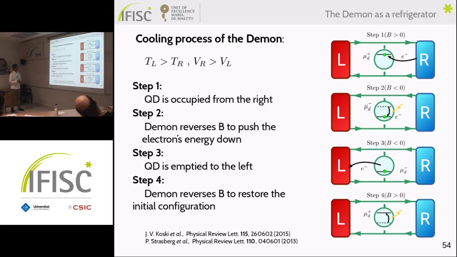Unfortunately, in this case, the daemon does not work unless we have an applied voltage bias, because otherwise there is no difference in the energies of the quantum dot. So we need a small applied voltage bias for the daemon to perform. And in this case, the four steps are very similar. We just have to take a high energy electron from the right and push it to the left.